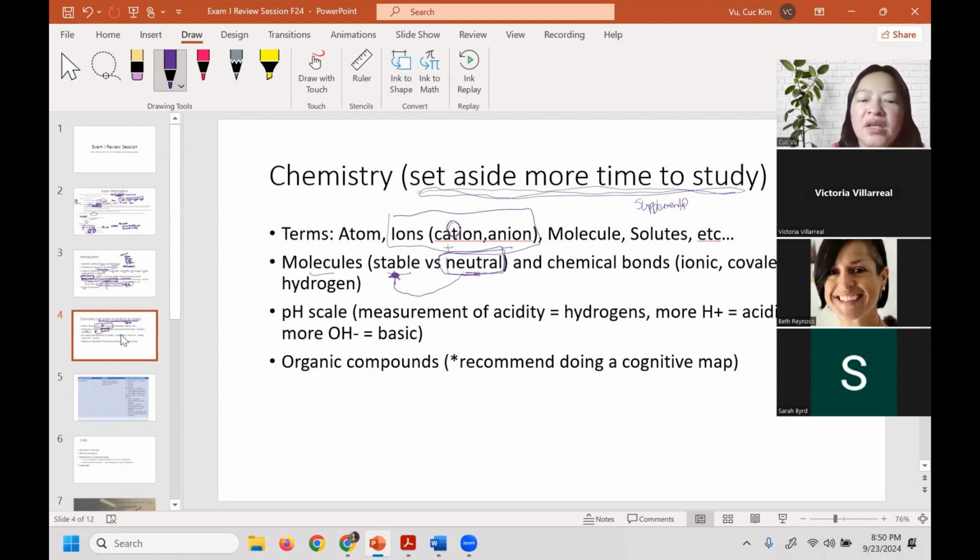Okay. With the pH scale, make sure you know what a pH scale is. Just, if you're a history fan, P is the math term for logarithms. And logarithms are inverse calculations. So in other words, the greater the value, the smaller the number.